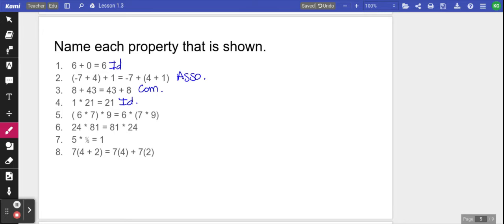Number 5, the parentheses are first around the 6 and the 7, and now they're around the 7 and the 9, so it is associative. Number 6, 24 times 81 equals 81 times 24, commutative. Number 7, 5 times a fifth goes back down to 1. They inversed each other. And number 8 takes 7 times 4 and then 7 times 2, you distributed.